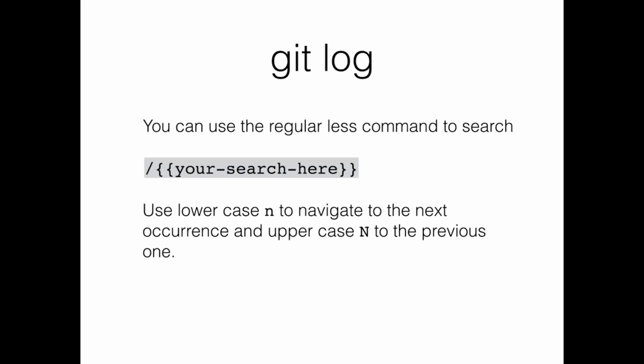And another one for git log: you can use the regular less commands to search your git log. Just type slash and your search term or your search query, and then you get the first occurrence highlighted. And with lowercase n, you can jump to the next occurrence, and with uppercase N to the previous one.